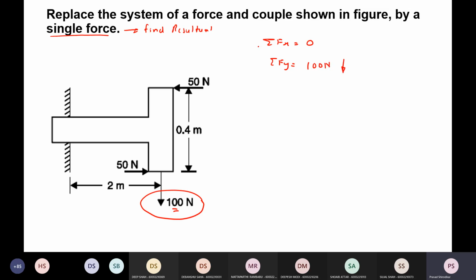Now I am not applying the sign convention here because it is a simple system. So what will be the resultant? Square root of summation Fx squared plus summation Fy squared, and summation Fx is already 0, so it will be simply summation Fy, and that is equal to 100 Newtons in downward direction.